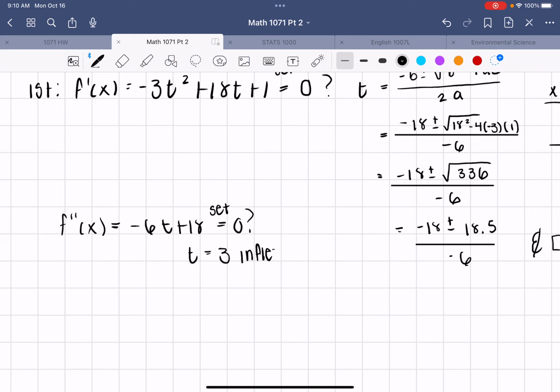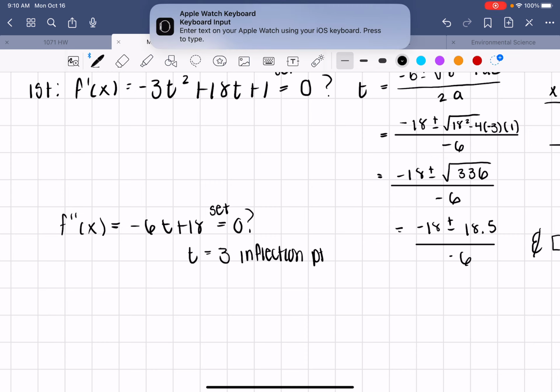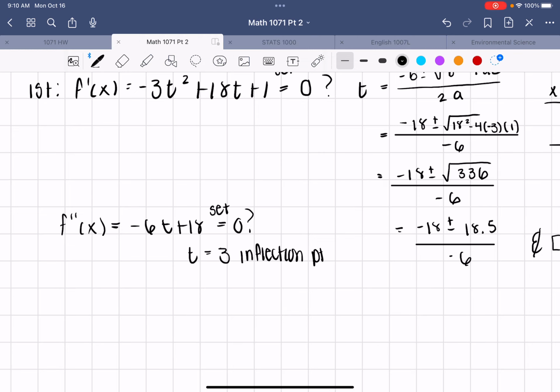So this graph is doing something like this. Here at 3, you have an inflection point. And the point of the problem was, an inflection point is, in economics, called your point of diminishing returns. And the reason why is, this is your profit function.